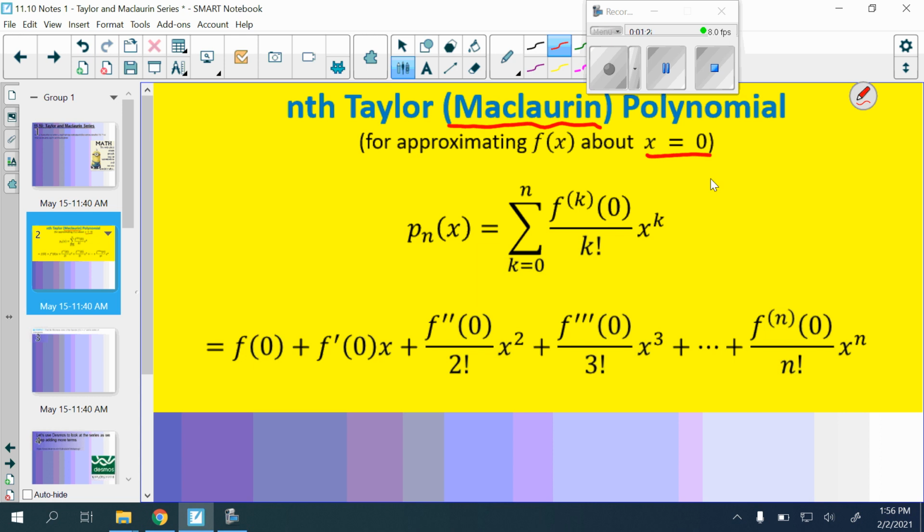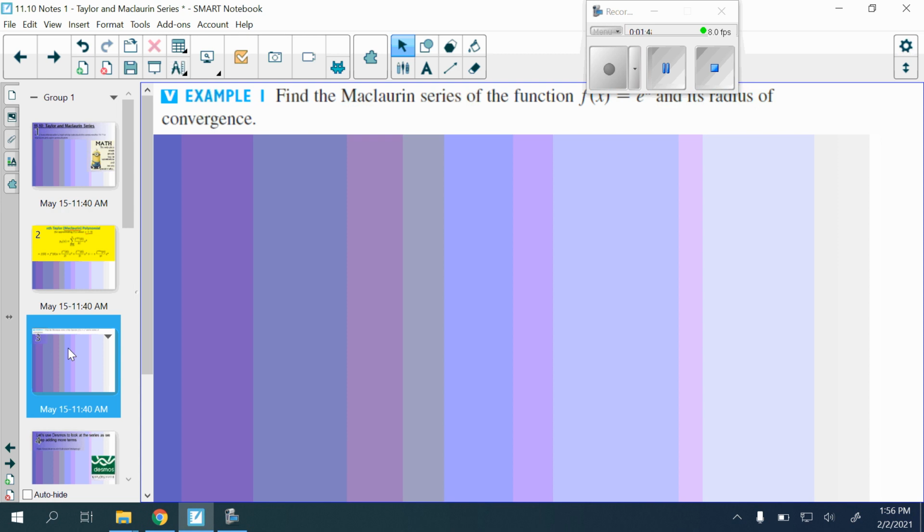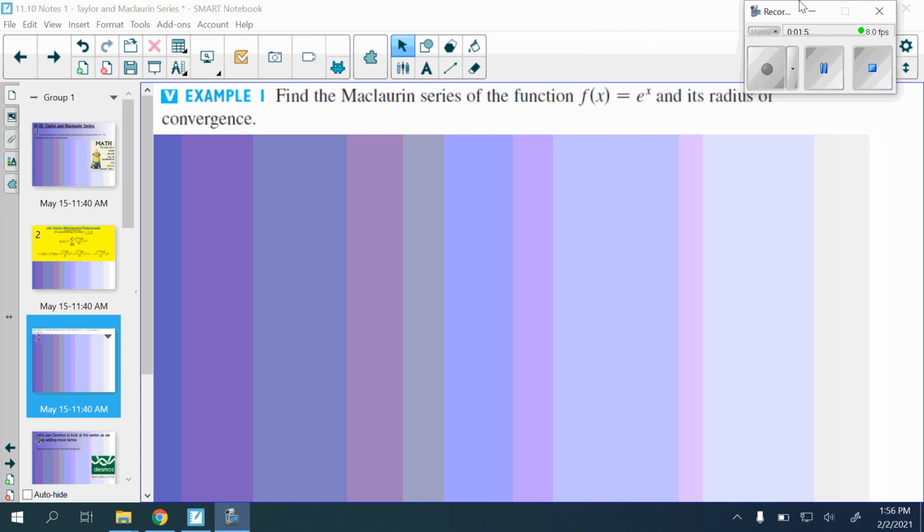Later we'll look at ones that are not centered at 0, so other Taylor type series. So what we're going to do is apply that now to some different functions, and the ones we're looking at today are main ones that you should know for the AP test. These are ones that you definitely want to know by heart going into that. The first one we're going to look at is what is the Taylor series and its radius of convergence for the function f of x equals e to the x.